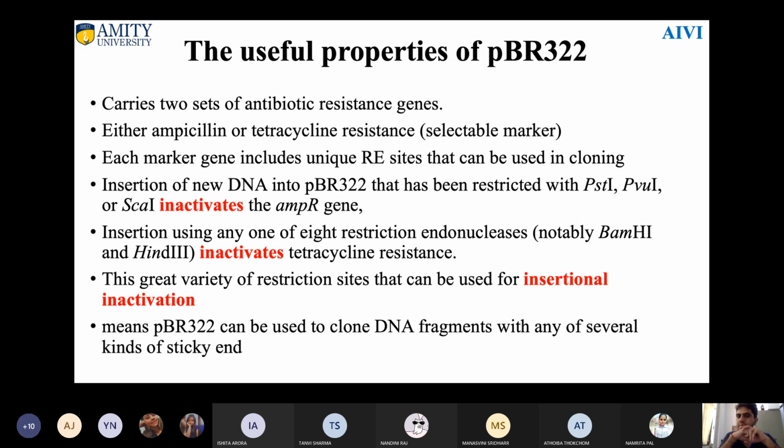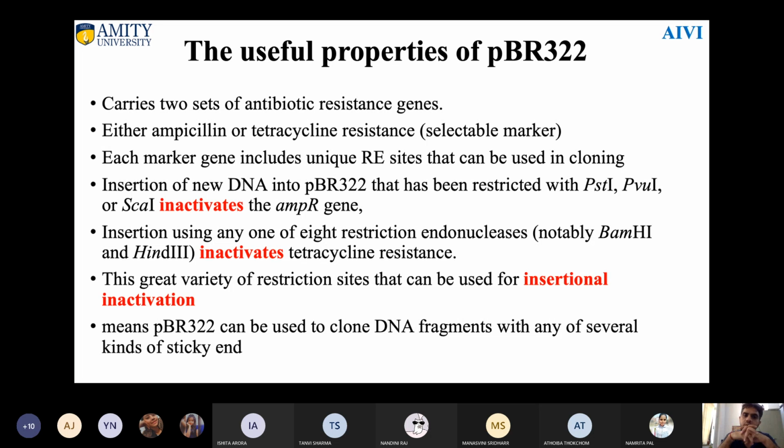But now if you grow the cells which have the insert, they are not going to grow in the ampicillin. So if you are cloning at the ampicillin site. And if you talk about the second one, that is the tetracycline resistance that has the BAMH1 and HIND3. If you want to clone at the BAMH1 site and the HIND3 site, that is going to inactivate the tetracycline. So depending upon what gene you want to inactivate, you can choose your restriction enzyme to open it up, and then you can insert your gene using the ligase enzyme.